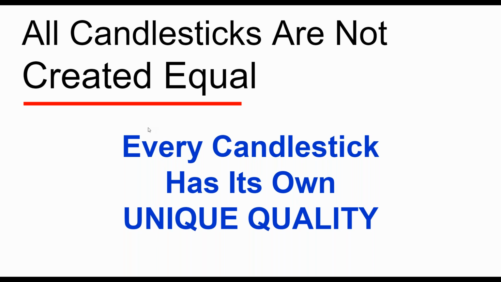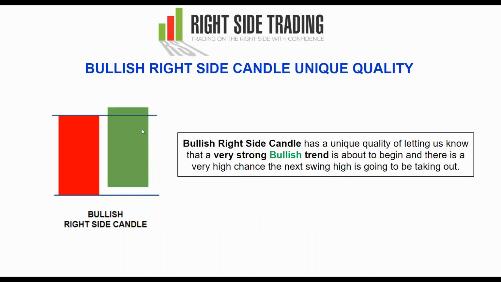And so for instance, on the right side candle, one of the unique qualities that the right side candle has that I have not seen any other candlestick have is this: when a right side candle appears, it has this unique quality of letting you know a strong bullish trend is about to begin, and there's a very high chance that the next swing high is going to be taken out. This is one that I don't know any other candlestick that gives you that much confidence that that's going to happen.